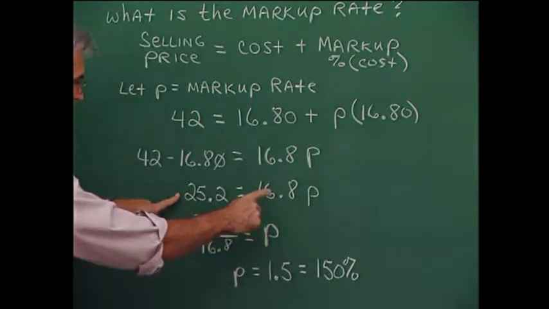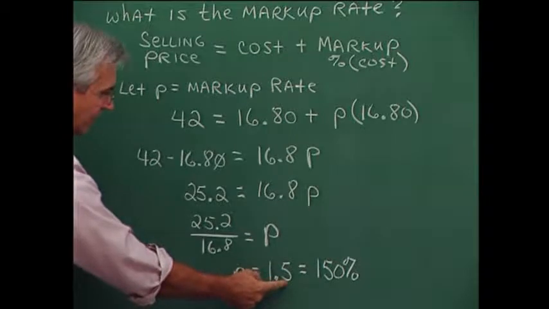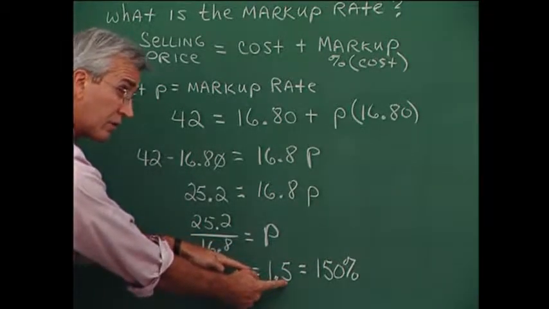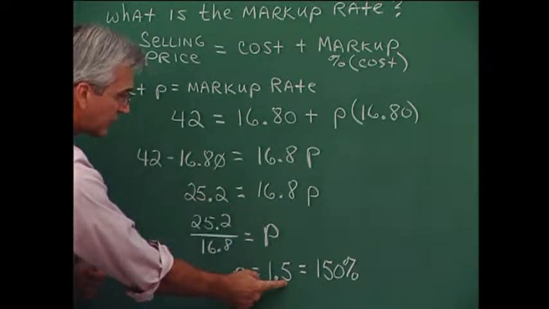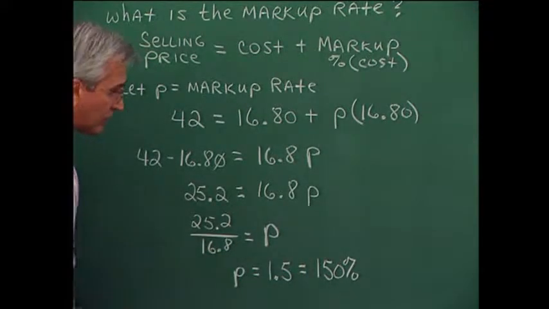I divide on both sides by 16.8. I find P then to be 1.5. Now, I need this to be in the percent form, so I change the decimal to the percent by sliding that decimal 2 places to the right and tacking on a percent sign.